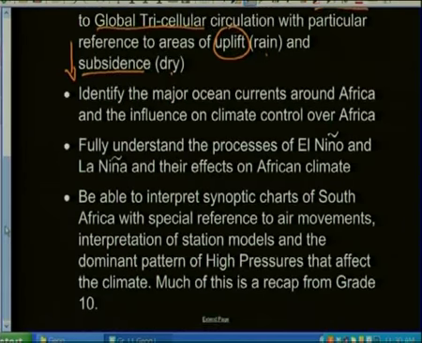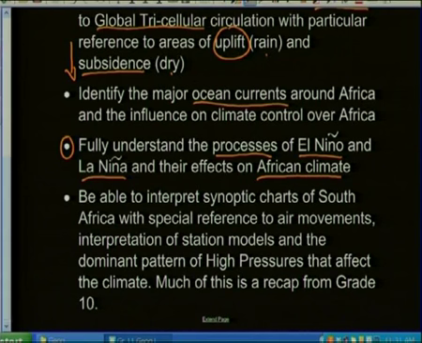Identifying the major ocean currents around Africa and their influence on the climate over Africa is very important. We have to know if it's hot or cold water and what that is doing in relation to the air above it. Then we're going to look at a very complicated concept, which a lot of scientists in the world are still grappling with, and that is to fully understand the processes involved in what we call El Nino and La Nina, and the effects this has on the African climate as a region.